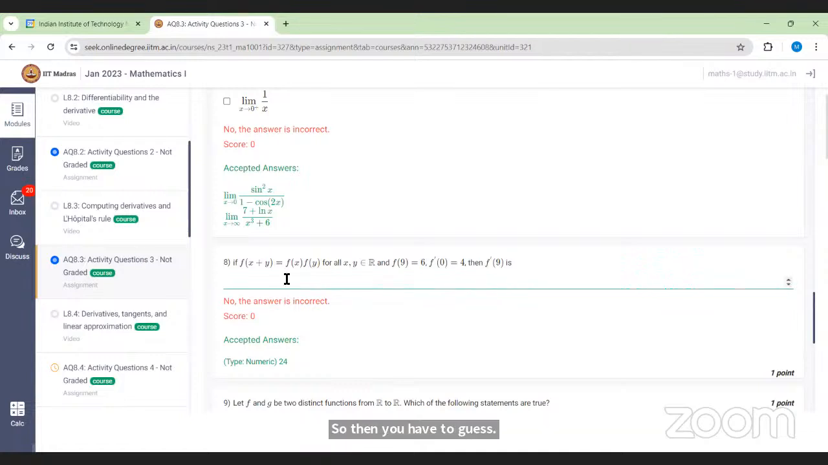Let's solve this. Ma'am, it's been given that f of 9 plus 0 is equal to f of 9 into f of 0. We already know f of 9 is already given. What we have to do is use this. We have to find f dash of 9, right? So f dash of 9 is what? Its limit is going to 0.